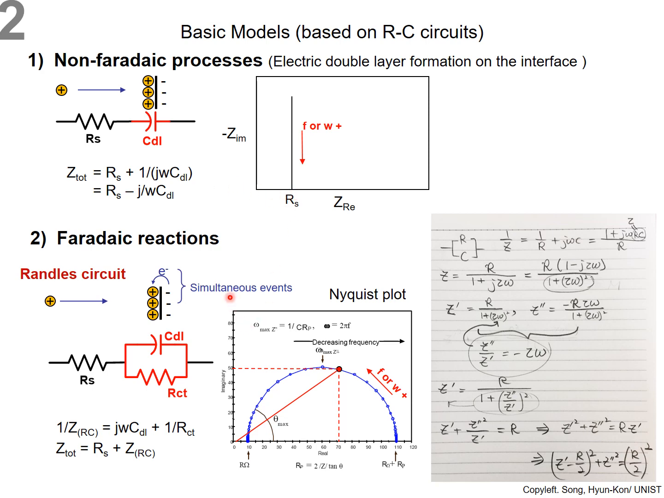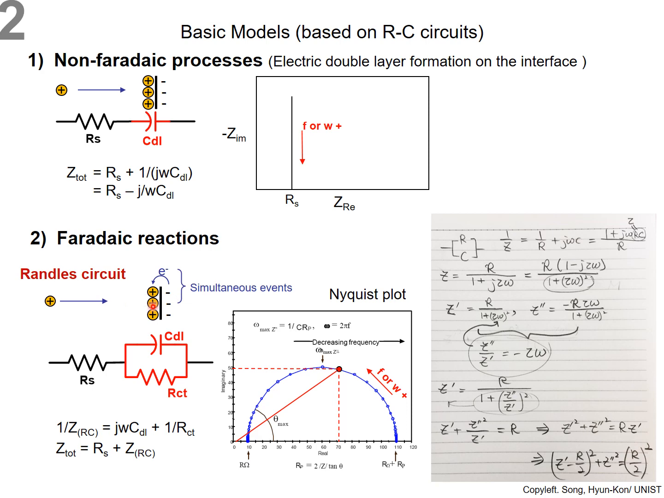Let's go to the second situation for the basic models. That is the so-called Randles circuit, which simulates the Faradaic reactions. When you apply the negative potential for making some reduction, at the very first time the positive ions move toward the surface of the electrode, which is the same situation as in the non-Faradaic processes. Of course, we include the solution resistance in the equivalent circuit model.